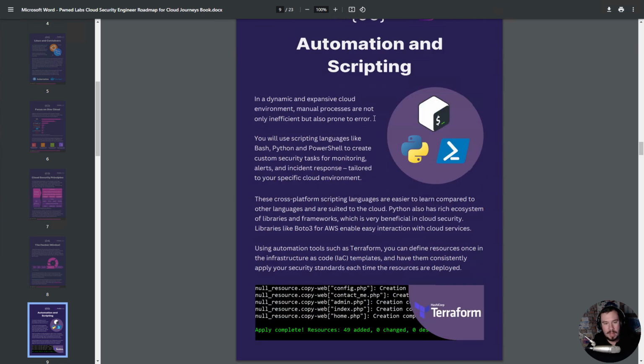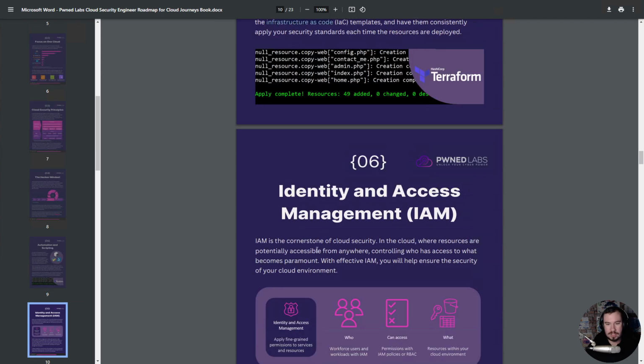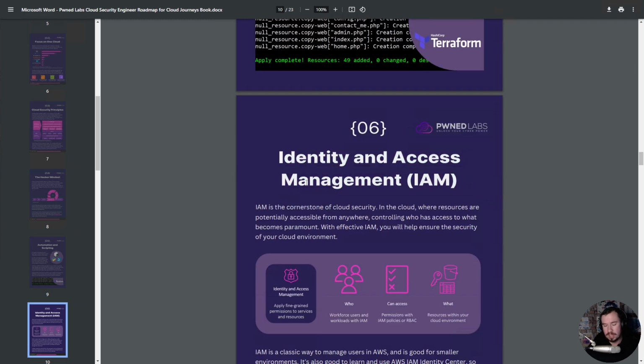Automation and scripting. I'm sure many of you watching this already know this. The difference is some of the tools you might use. So tools like Terraform. You'll hear a lot about infrastructure as code when you get into cloud and cloud security because that's how you deploy different VMs in different environments with infrastructure as code. Identity and access management, a big thing with cloud, especially AWS, Azure, GCP, whatever it is.